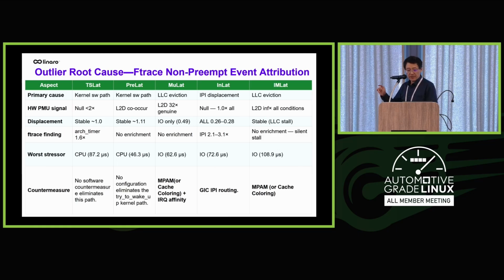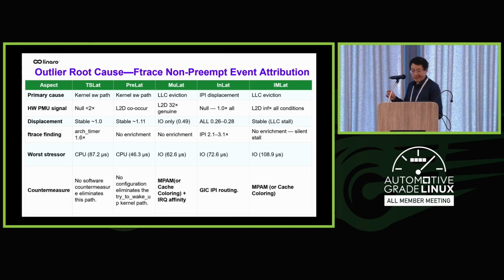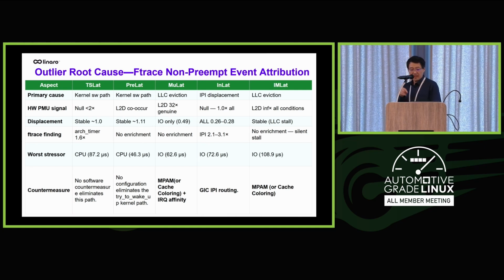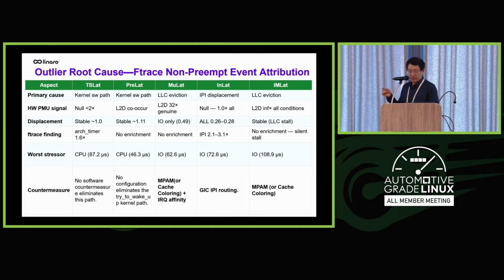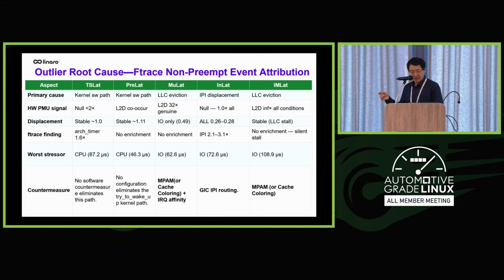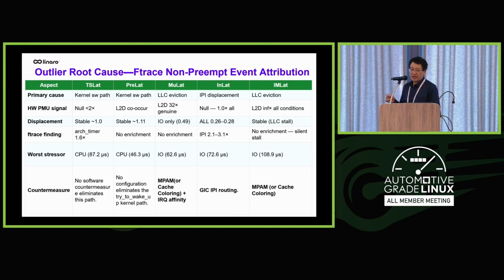The third one is mutex latency, and the primary cause is last level cache eviction, right? For this we have a countermeasure, something like ARM MPAM, or if MPAM is not supported on the ARM specs, cache coloring is the answer, plus IRQ affinity. This is something we can apply to counter this root cause.